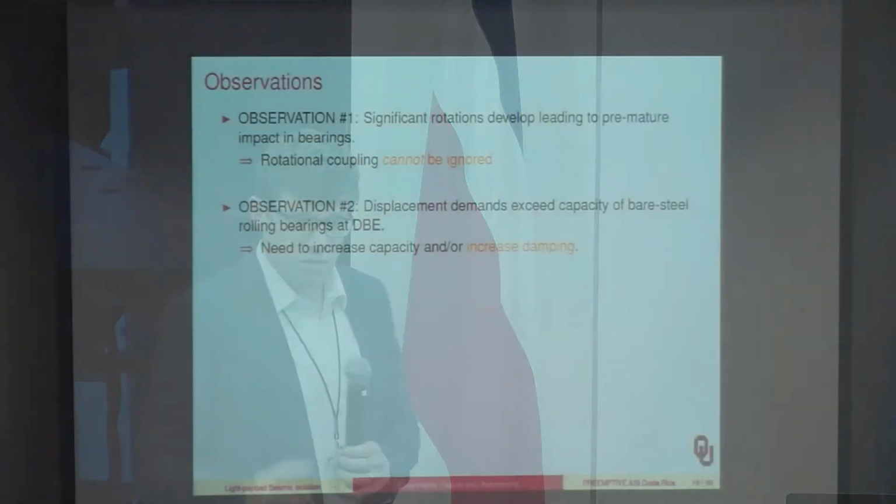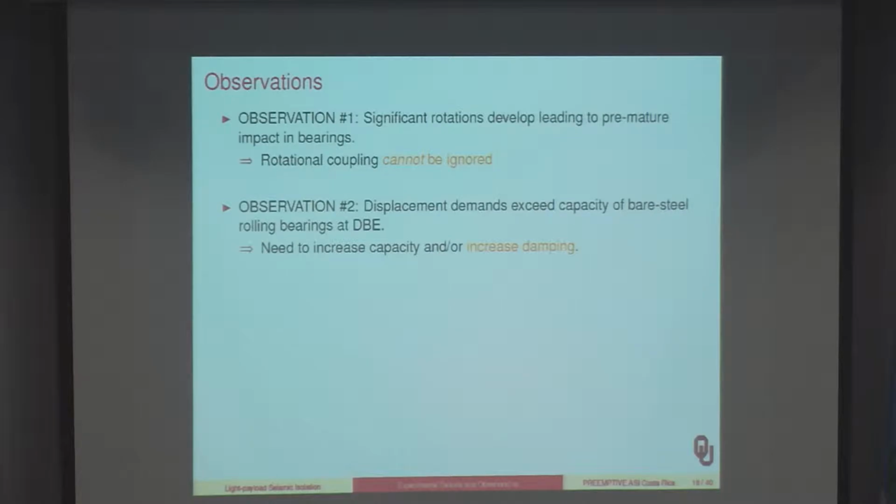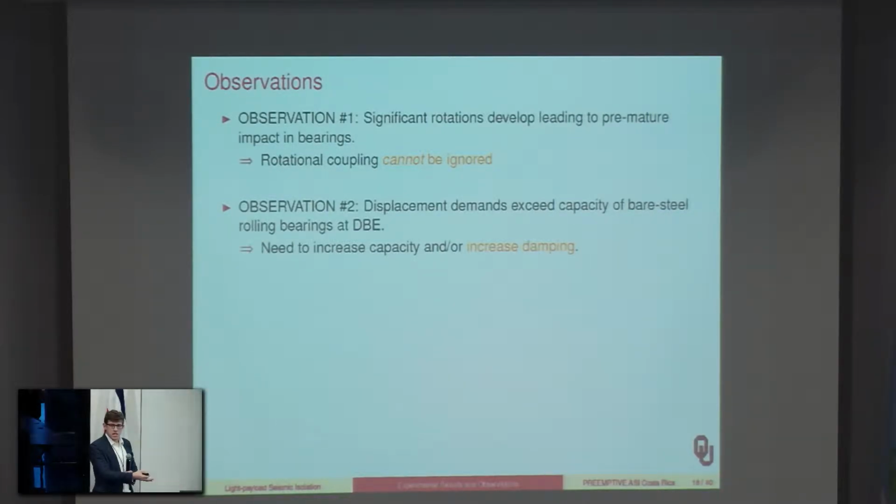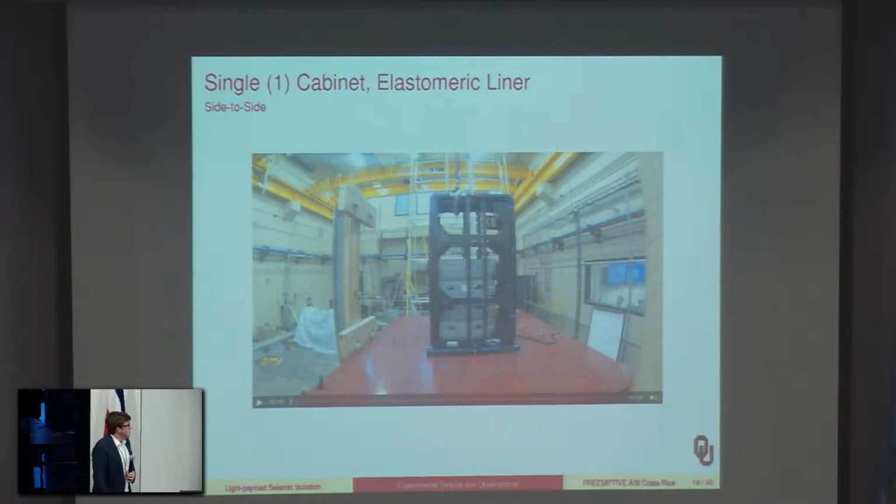Some of the takeaways or the observations from these tests is that the rotational coupling cannot be ignored. We saw that we had some rotations which actually sometimes led to premature impacts. Also, even though this is a DBE level event, we are still seeing impacts. So we need to in some way increase damping.